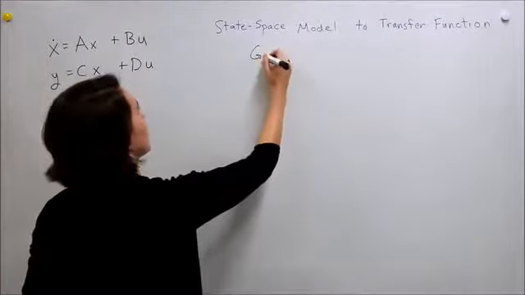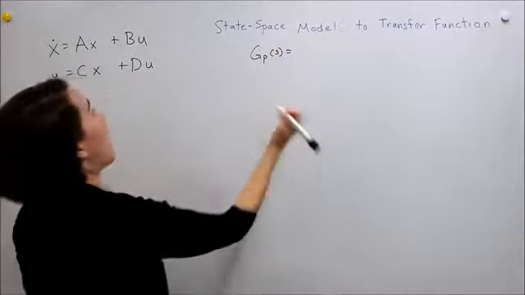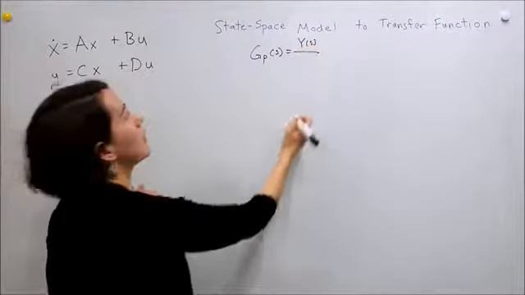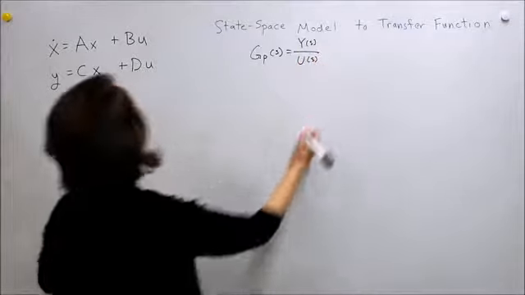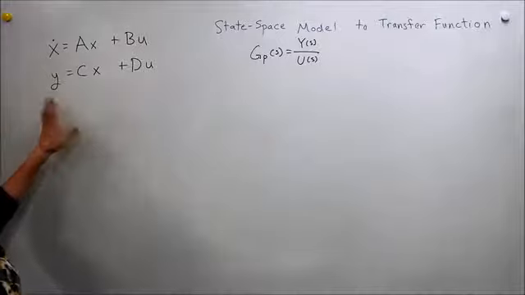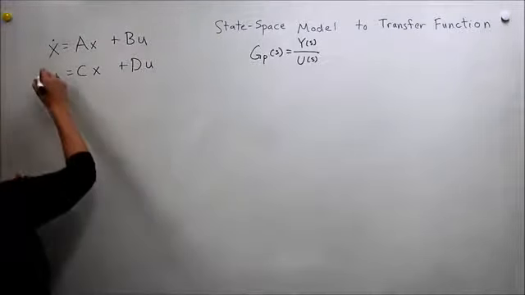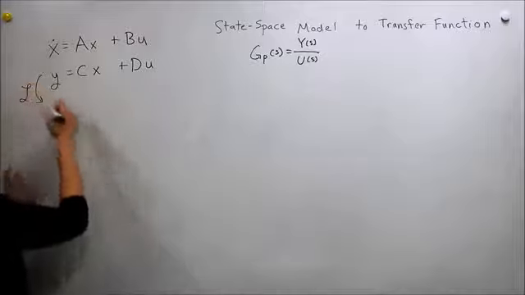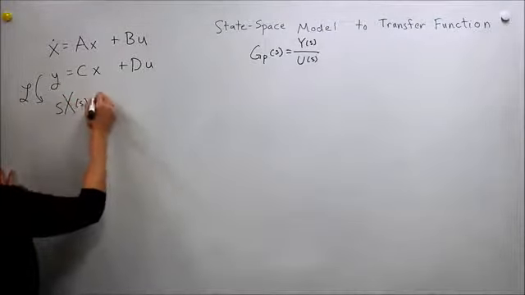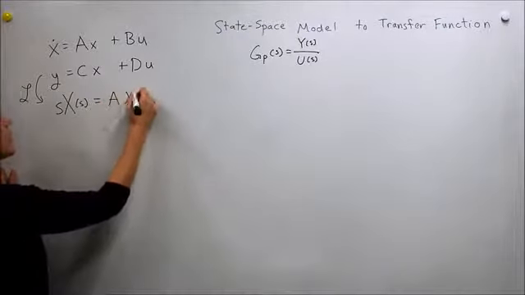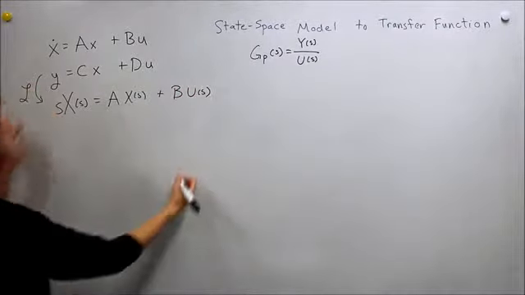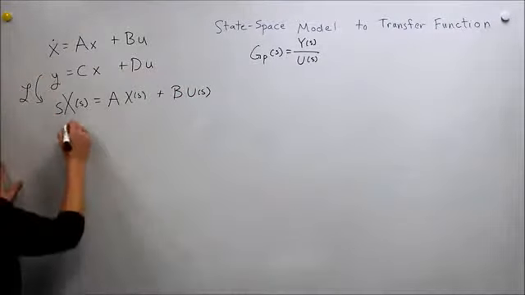So again, let's remember our transfer function is going to be the output, which in this case is y, over the input, which is u, based on r. So these are the states, our input's u, our output's y. So let's take the Laplace of this and see what happens. Okay, so we have one derivative, so we get sX(s), and then AX(s), BU(s).